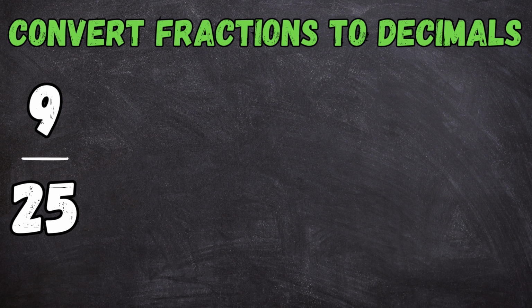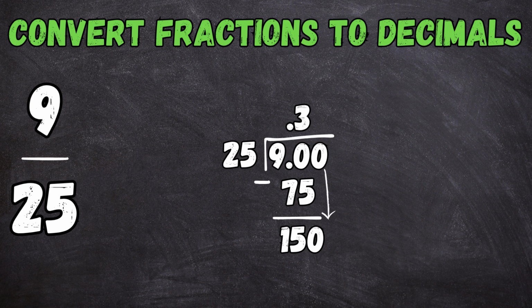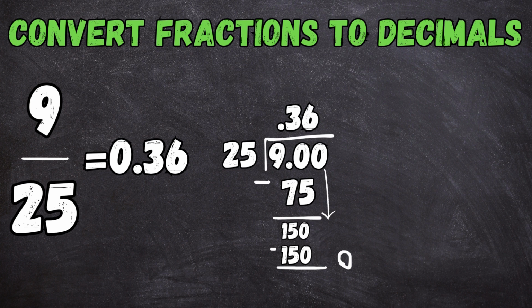Now let's try 9 over 25. We divide 9 by 25. Since 25 doesn't go into 9, we add a decimal and a 0, just like before. Now it's 90 divided by 25 equals 3 with a remainder of 15. Add another 0, and now we divide 150 by 25. That's 6. Subtract 150 minus 150 equals 0. We're done. Final answer, 0.36. So 9 over 25 is equal to 0.36, or 36 hundredths.